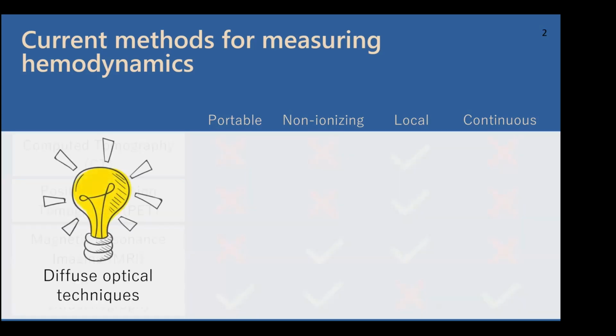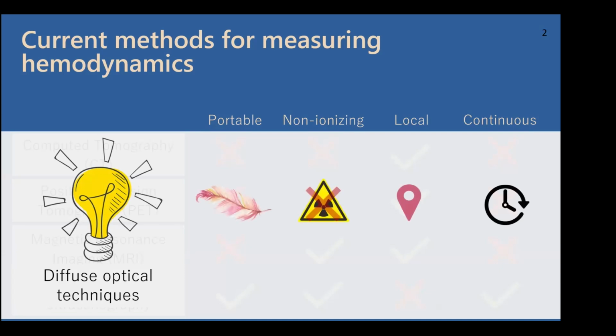So that brings me to introduce the techniques that I'm talking about, which are called diffuse optical techniques. They really have the advantage of being able to measure hemodynamics in a way that's portable, doesn't require any ionizing radiation, is capable of local measurements, and is also capable of continuous measurements. I added portable to this list. However, you might realize later on in this talk that these next generation techniques aren't quite portable. But in general, diffuse optical techniques are portable. And in fact, we're going towards wearable devices as well.